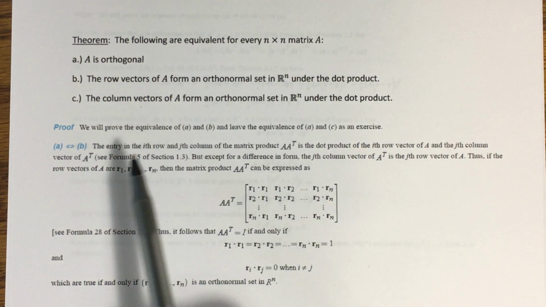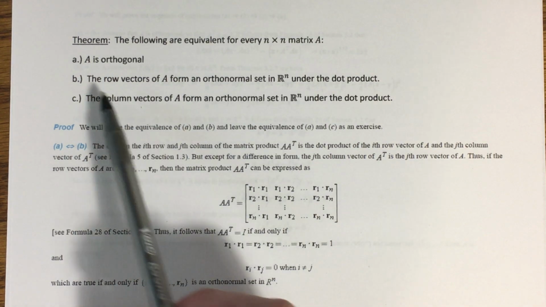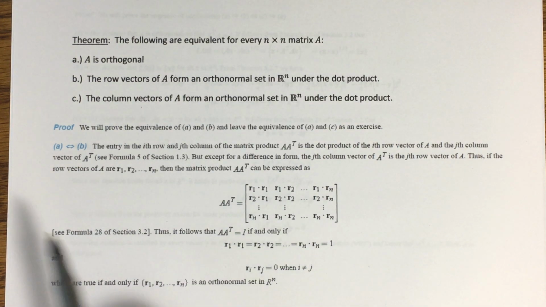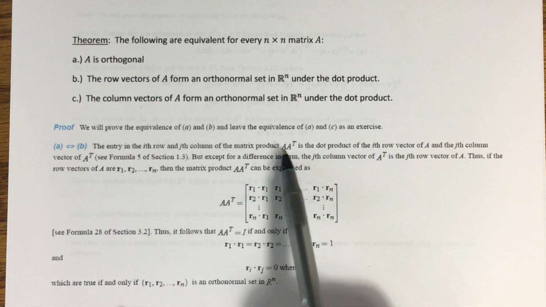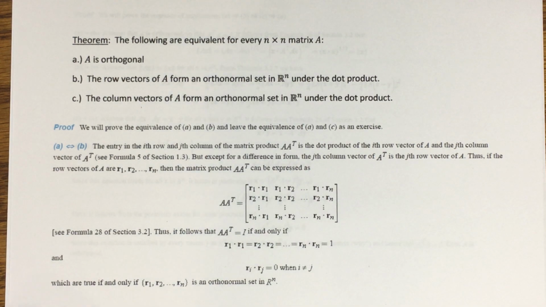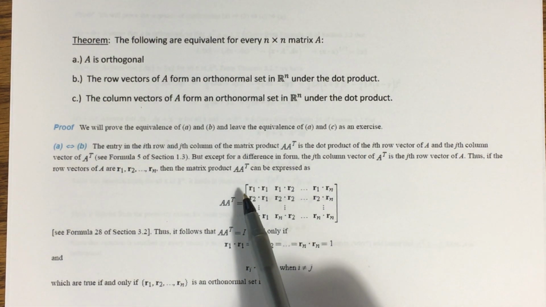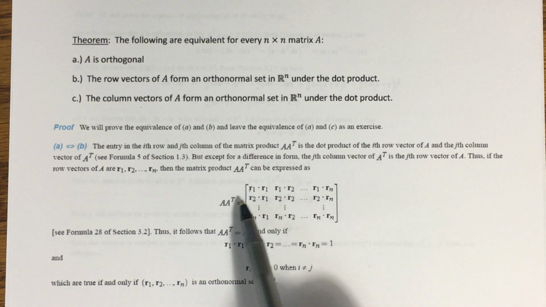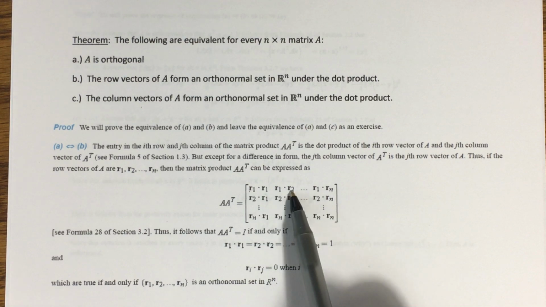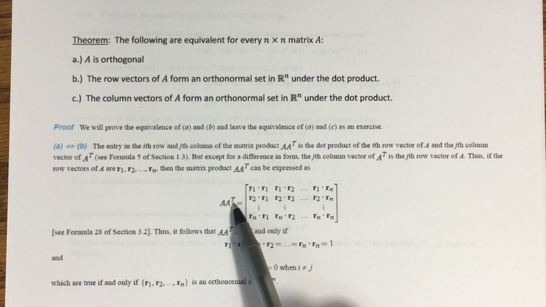Okay, so what we're going to do is represent the rows of A as R1, R2, R3, all the way down to Rn. Now, it gives you a description here. If you take the transpose of a matrix, remember that what you're doing is changing the rows into columns. So if R1 is the first row of A, then R1 will also be the first column of A transpose. Similarly, the second row of A will be the second column of A transpose.